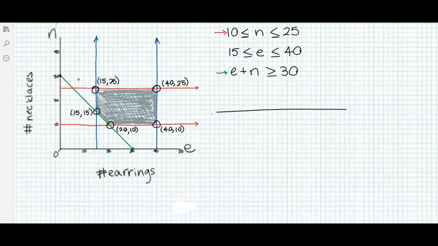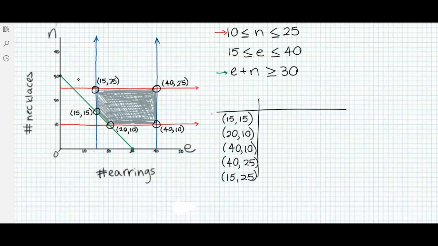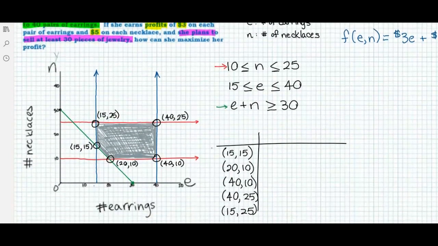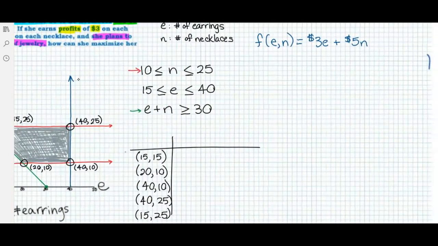Now I'm going to put them through my profit function. 15, 15, 20, 10, 40, 10, 40, 25, 15, 25. There's the 5 vertices. My function again is 3e plus 5n.